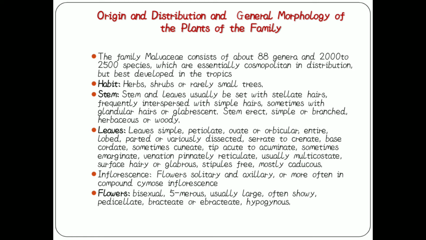Leaves are simple, petiolate, ovate or orbicular, entire, lobed, partly or variously dissected, with serrate margin. Sometimes the tip shows acute and sometimes emarginate. Venation is reticulate, usually the surface is hairy or glabrous.